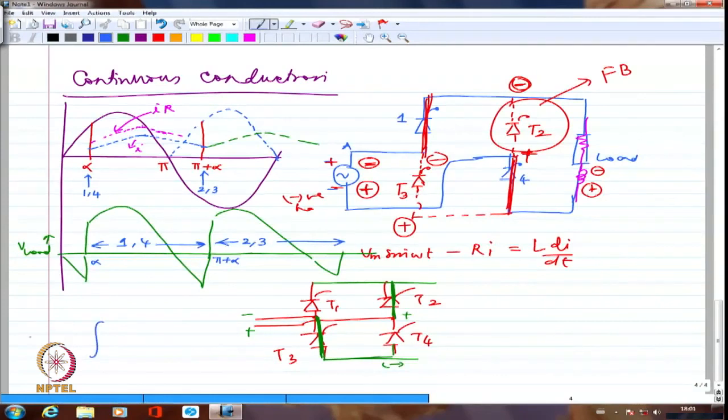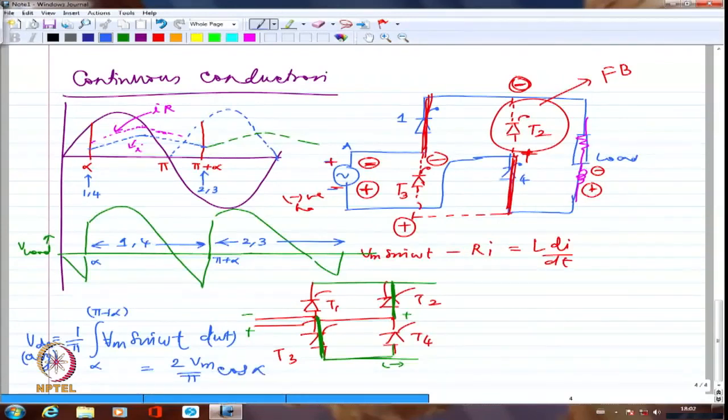Right? So, I should be able to write the expression for average output DC voltage. This will be 1 by pi, integral of Vm sin omega t d omega t, from alpha to pi plus alpha. Am I right? So, if you calculate, it will come out to be 2 Vm by pi cos alpha.